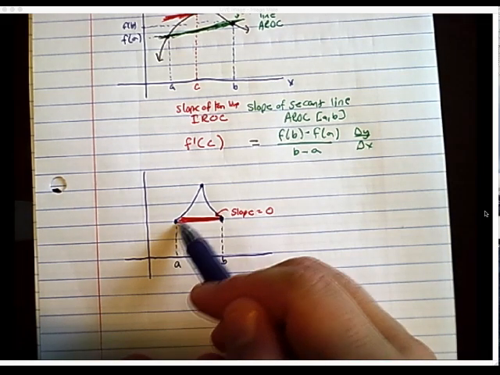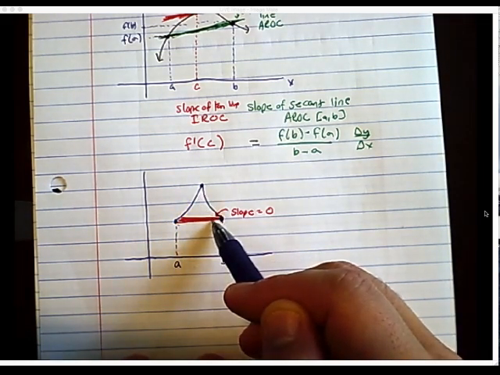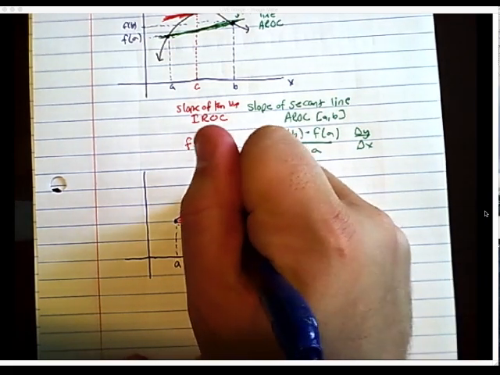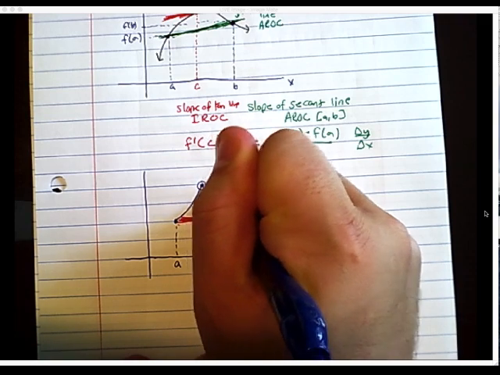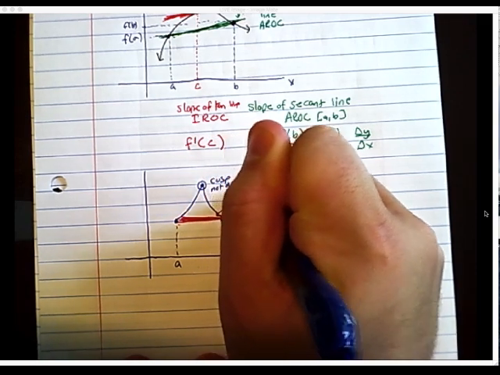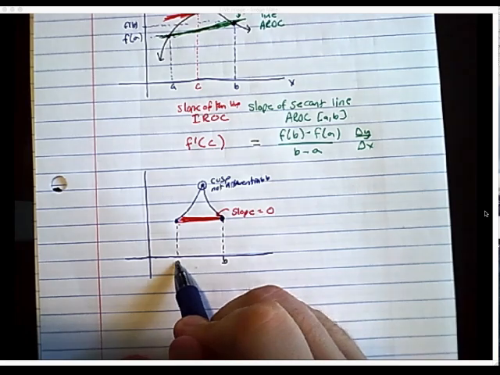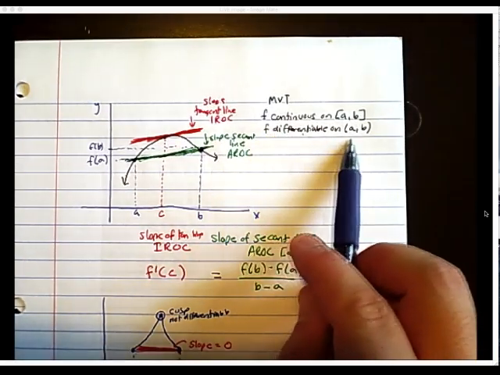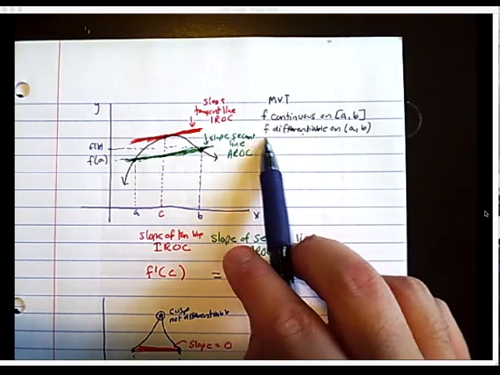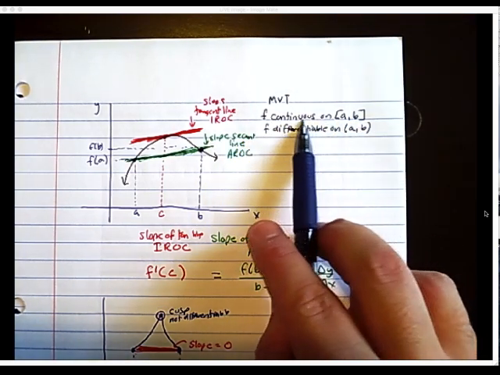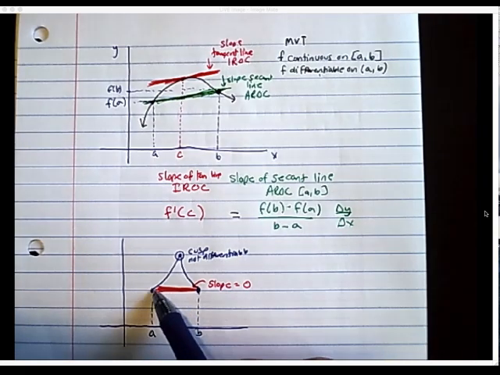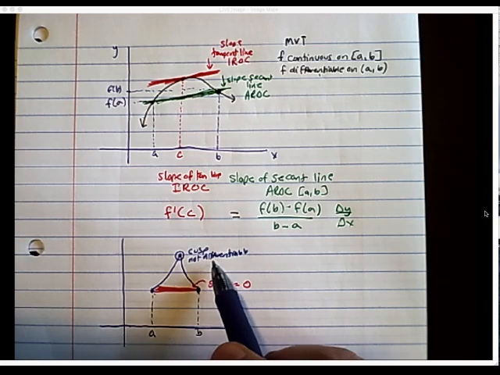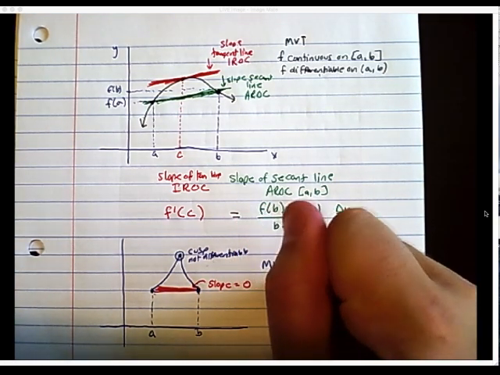There's nowhere on this graph where the slope of the tangent line would be 0. At this point, that's a cusp, so it's not differentiable there. There's no point within A to B that also has a slope of 0. So it violates the second condition. It's not differentiable between A and B. It's continuous. It met the first condition. I can draw that without picking up my pencil, but it's not differentiable. So the mean value theorem does not apply.